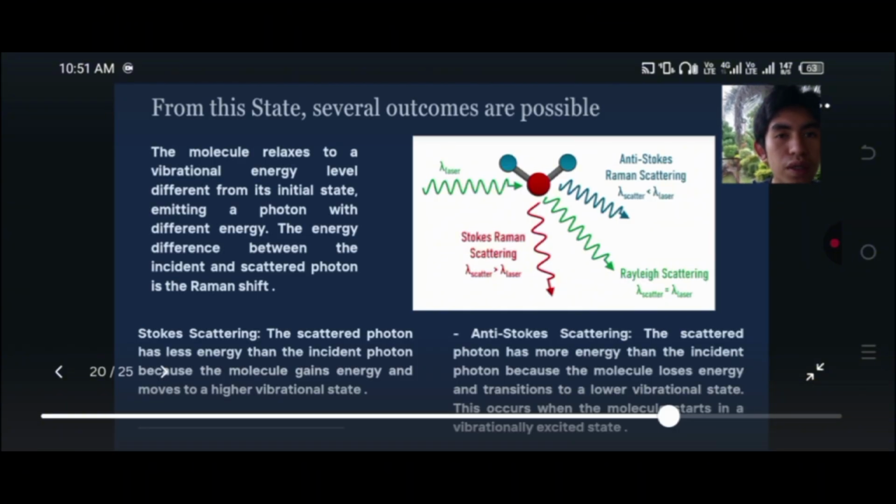So let us remember that in Rayleigh scattering, the energy and frequency are retained, while Raman scattering has changes, and it has two types: Stokes scattering and anti-Stokes scattering. Stokes scattering has lower energy than anti-Stokes scattering, because the molecule gains energy and moves to a higher vibrational state. It has high vibration but low energy. On the other hand, anti-Stokes has a low vibrational state but high energy.